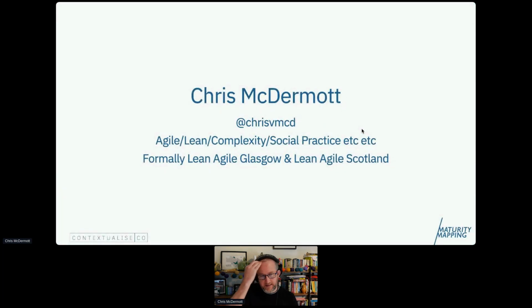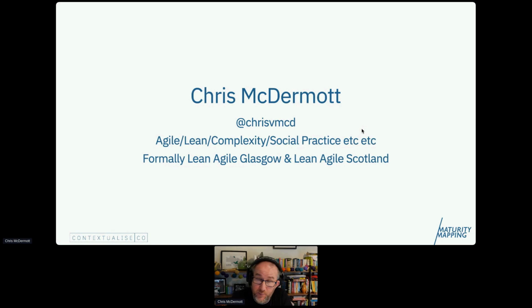My name is Chris McDermott. I am an agile lean coach with two jobs. Over the last decade I've always seemed to have two jobs. My two jobs now are as a lean agile coach and as an organisational researcher, where we use the ideas I'll present today to understand how organisations work in order to help them change. There is an overlap there, and I use maturity mapping quite a lot in my coaching as well.